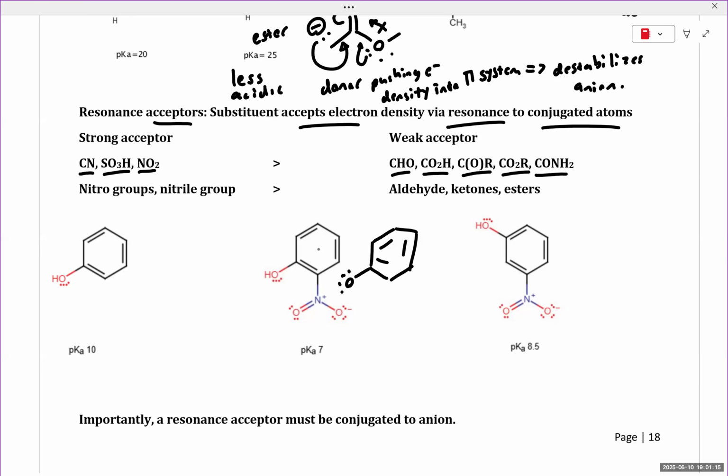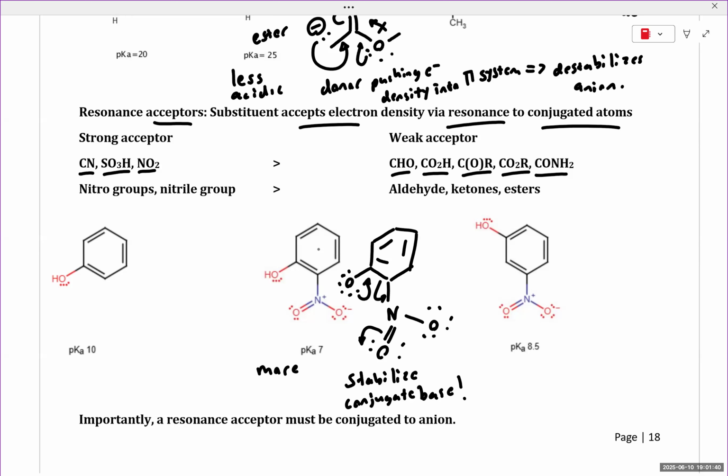To understand what's happening, let's look at the conjugate base anion for a moment. We see that when we have a resonance acceptor, we can push electron density into the resonance acceptor, and in turn, we can stabilize the conjugate base, which in turn makes the parent acid more acidic. Note that resonance effects require you to be able to delocalize your lone pair into the resonance acceptor.